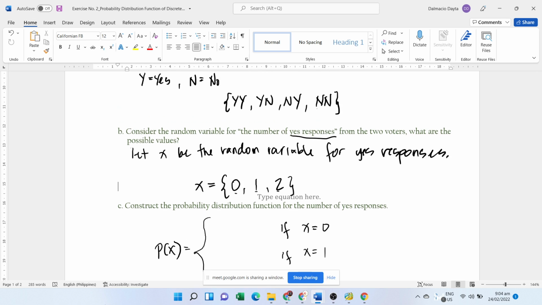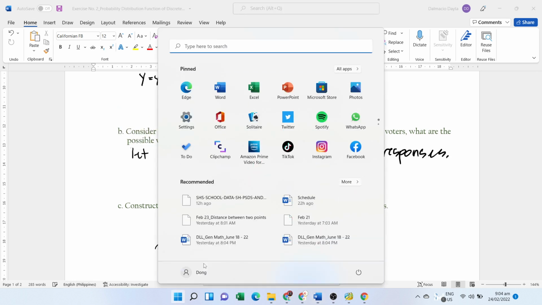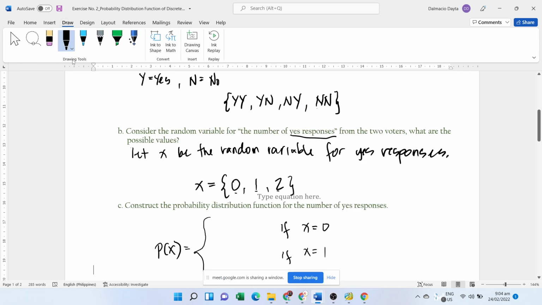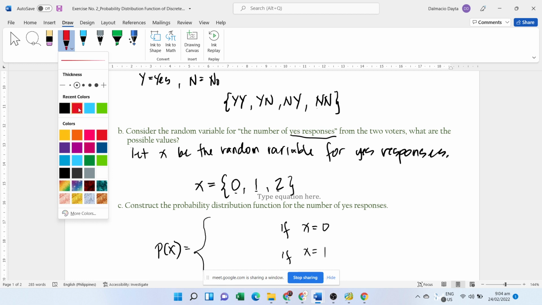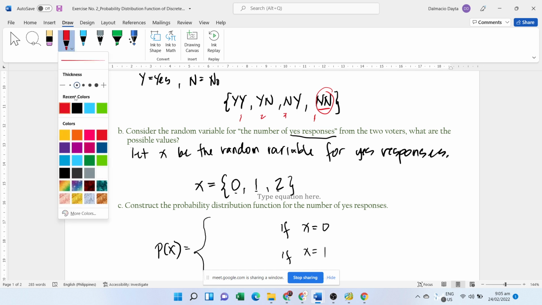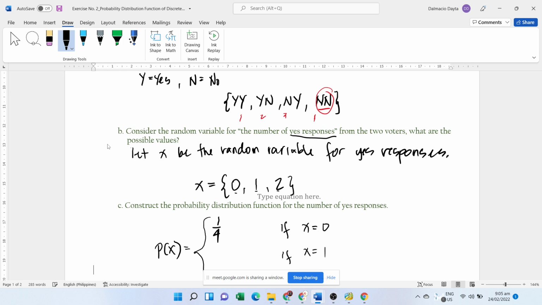Ito yan. Saan natin nakuha yung x equals 0? Dito natin nakuha yung x equals 0 sa no response. Dito. Ilan yan? This is 1 out of 4 in the sample space. So the probability when x equals 0 is 1 over 4.